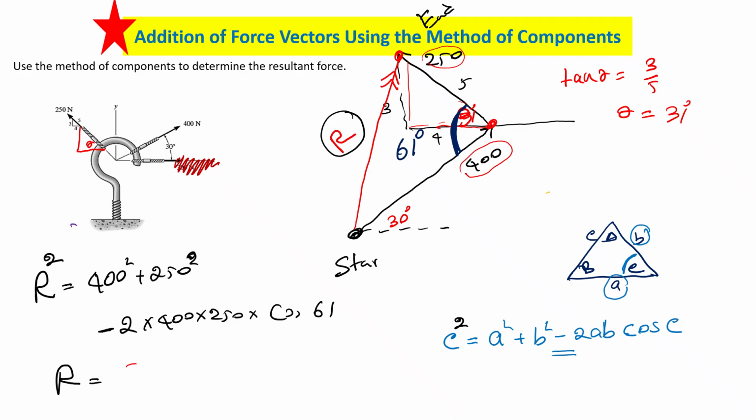Can you find me R, please? 354 newtons. Okay. So the magnitude of the resultant we found. How do we find the angle of the resultant?